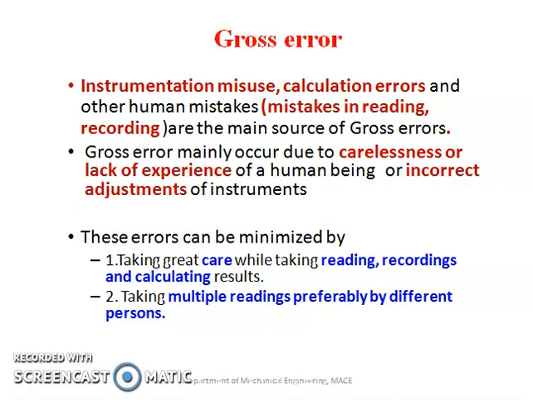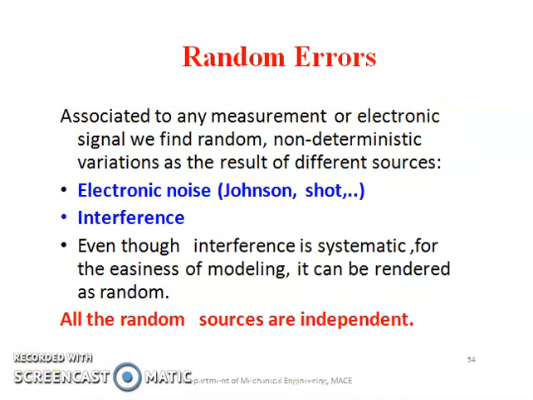This error can be avoided or minimized by taking good care while taking the reading and recording and calculating the results. And also another method is by taking the multiple readings, preferably by different persons. Random errors in an instrument is associated to random causes like electronic noises, interferences, etc. All random sources are independent.